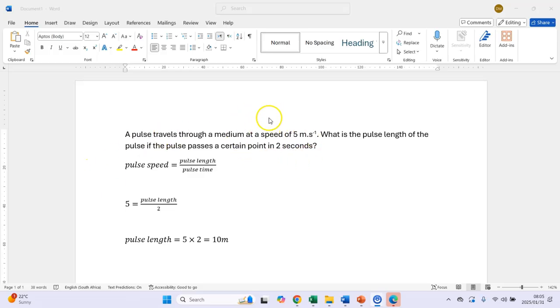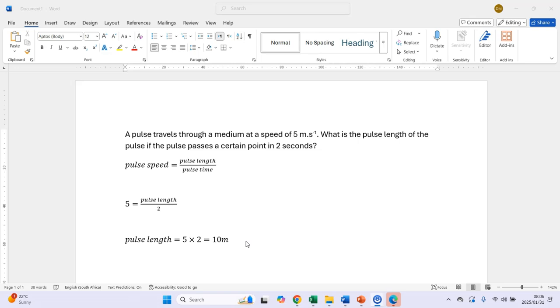So here's that same question again, and here's the original formula. Instead of rearranging the formula, you may use the original formula of pulse speed equals pulse length divided by pulse time. The speed is 5, and that is equal to the pulse length, which is what we're trying to figure out, divided by the time, which is 2 seconds. We may then rearrange the formula to say that the pulse length is 5 times 2, and we would still obviously get the same answer of 10 meters.